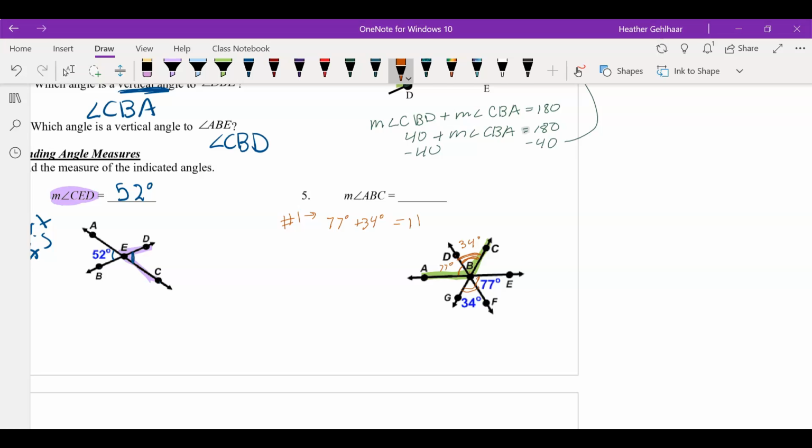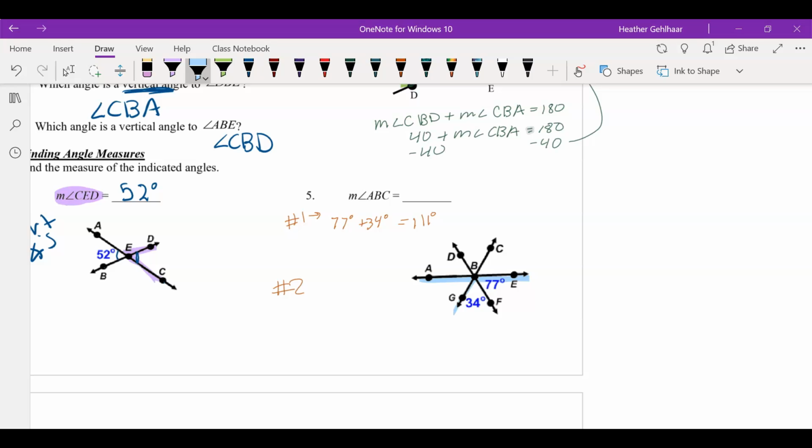And that's going to be 111 degrees. Number two, the other way that we can go about doing this problem is, well, we know that this here is a linear pair. So let me rewrite this. The measure of angle ABG plus the measure of angle GBE equals 180 degrees, and we know that 77 plus 34 is 111 degrees.